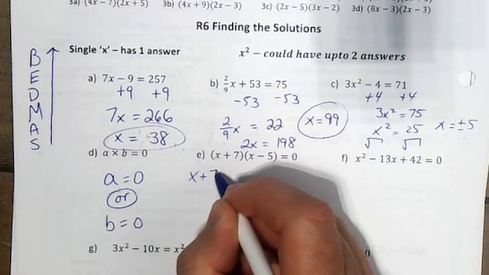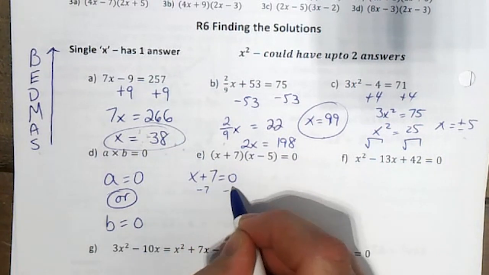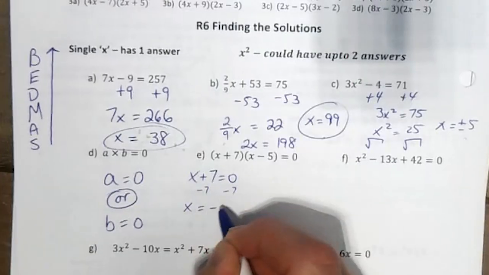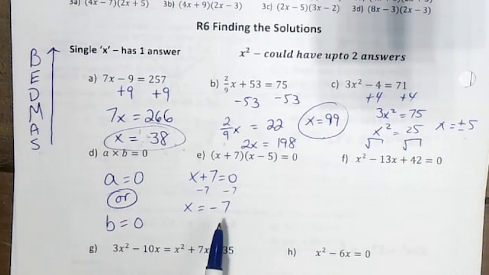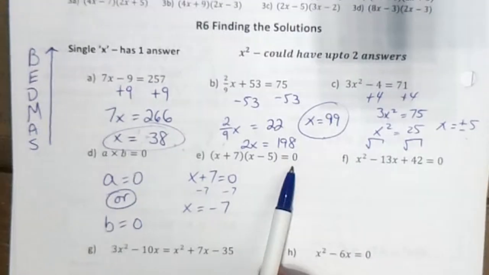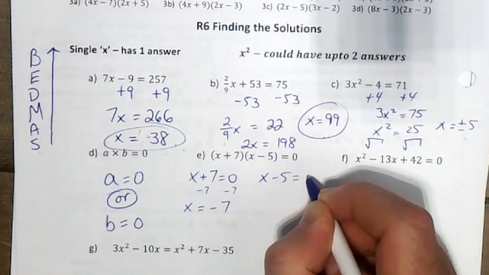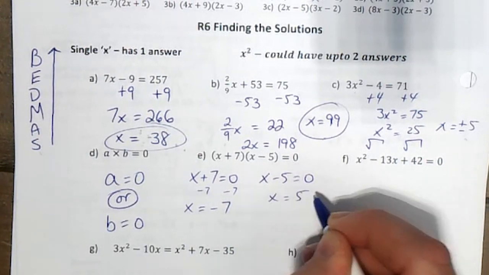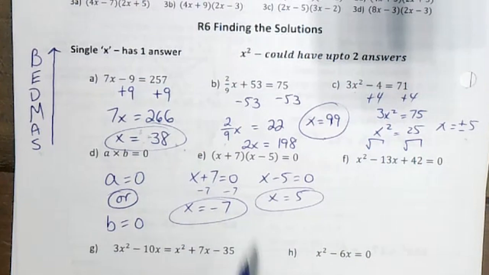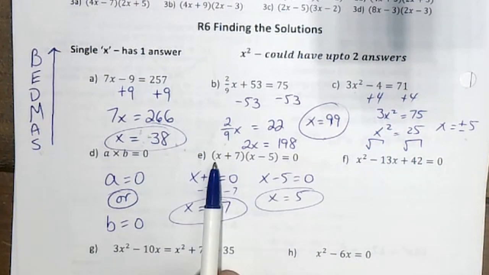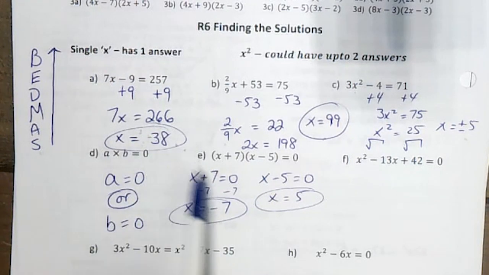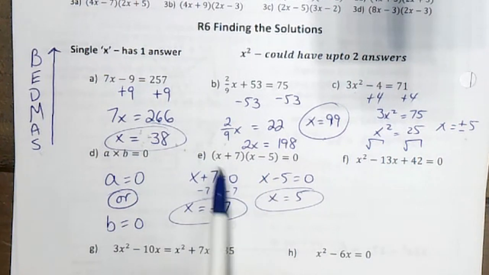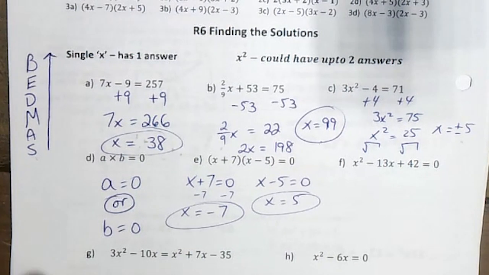So the first option, x plus 7 equals 0. Subtract 7 from both sides. So x could be negative 7. If we plug that in, we'll get 0. Or the other option is x minus 5 equals 0. So we factored this. We have two different x's, two different binomials. We have two different solutions. That's where we're going with this. If there's a single x, one solution. In this case, this would multiply to x squared, two solutions. Two binomial factors, two solutions.